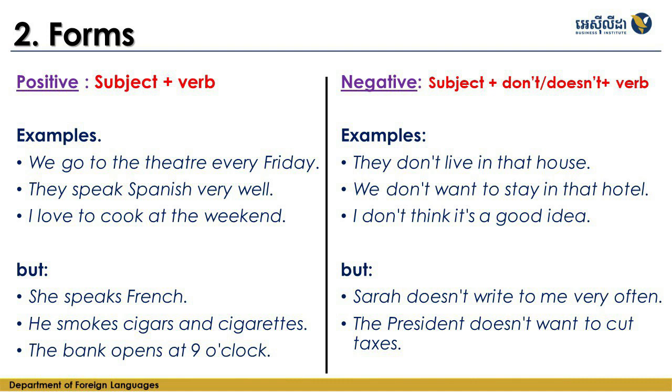Similarly, when we do the negative, the form is subject plus don't or doesn't plus verb. Don't or doesn't indicates negative. For example, they don't live in that house. We don't want to stay in that hotel. I don't think it's a good idea.